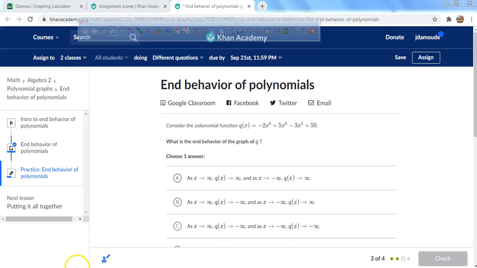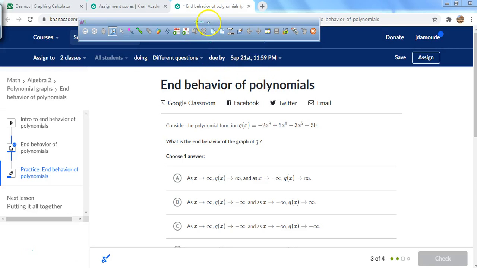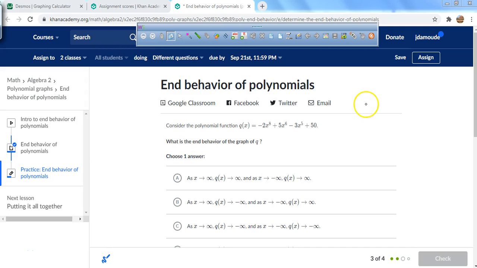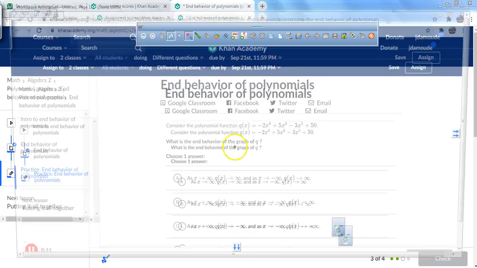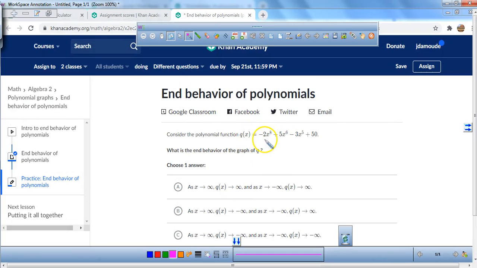All right, everybody, we're going to be talking about end behavior today in polynomial functions. Here we have a polynomial function right here. It says consider this function, and we have q of x equals negative 2 x to the power of 8 plus and so on, all the way to the end. So we have to figure out what the end behavior of this particular graph q is.